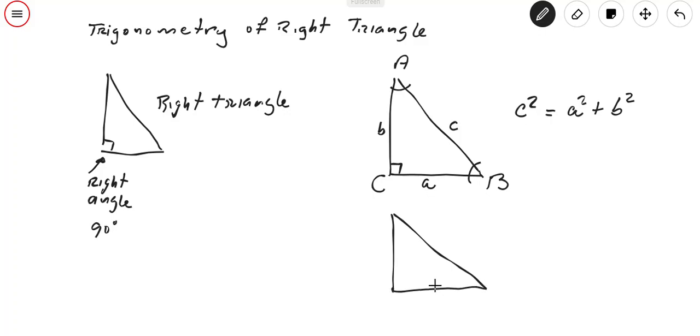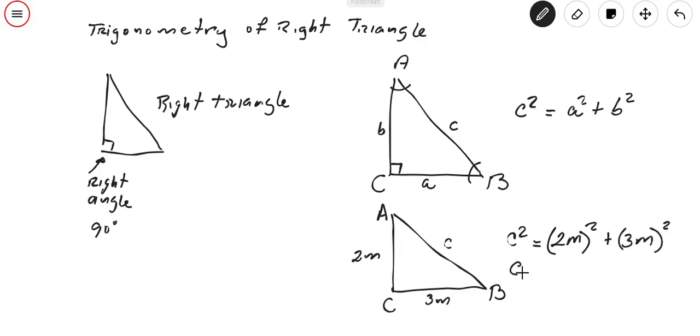So imagine now that you have a triangle that has the following dimensions. This side over here has 2 meters. This side over here has 3 meters. And we don't know the dimension of this side, C. So if we want to find the length of the side C, we say that C squared is equal to 2 meters squared plus 3 meters squared. So C squared will be 4 meters squared plus 9 meters squared, so C will be the square root of 4 plus 9, which is 13 meters squared.